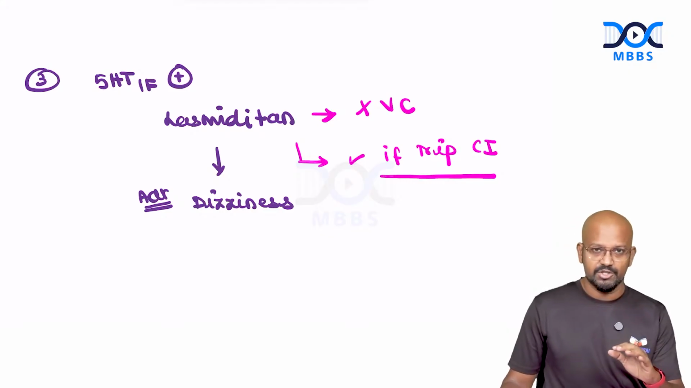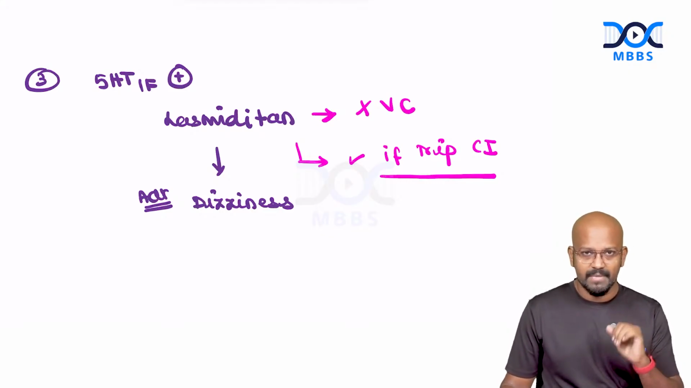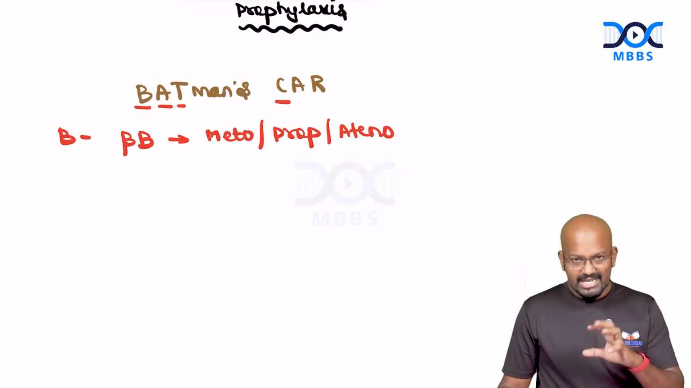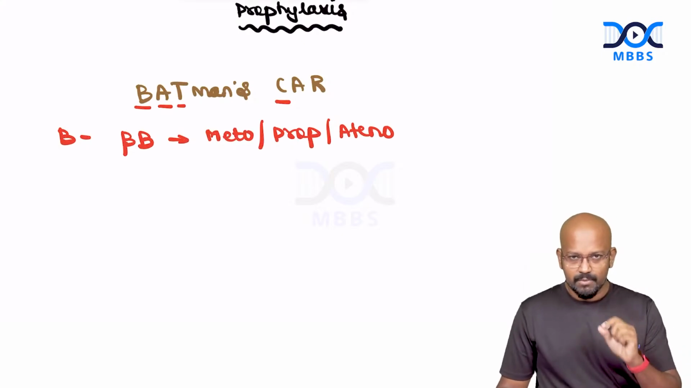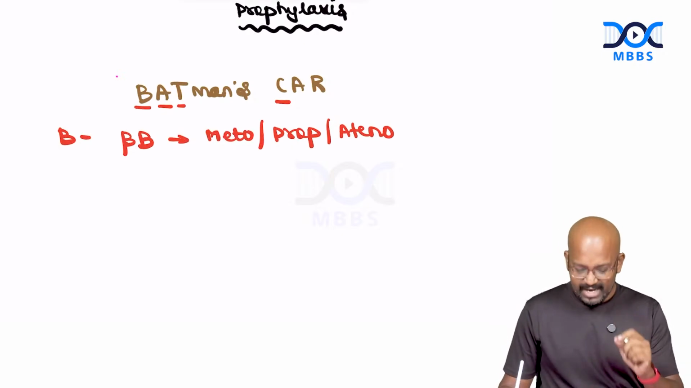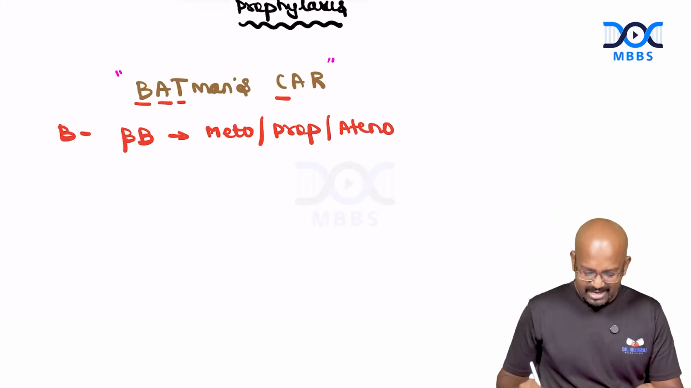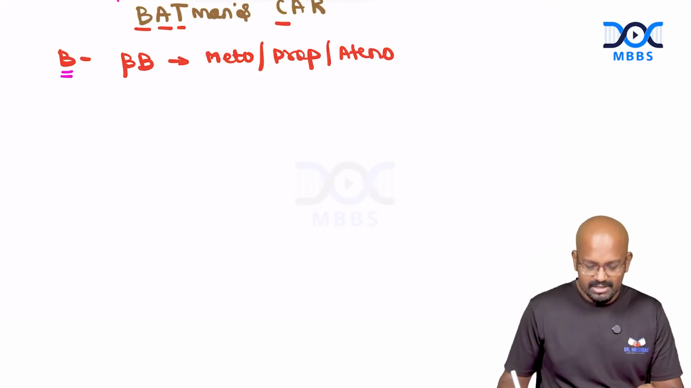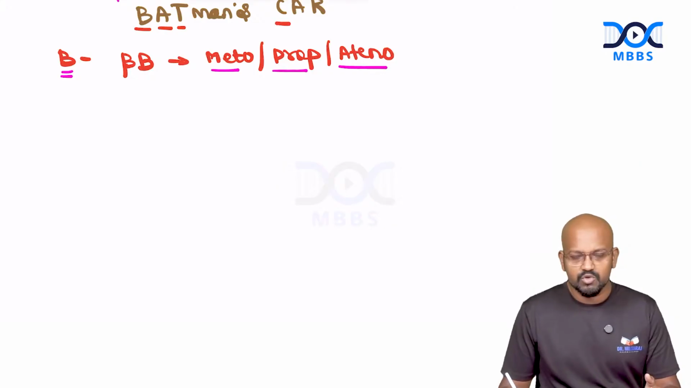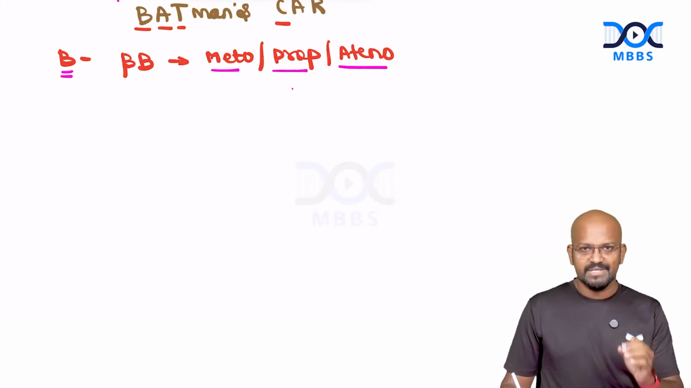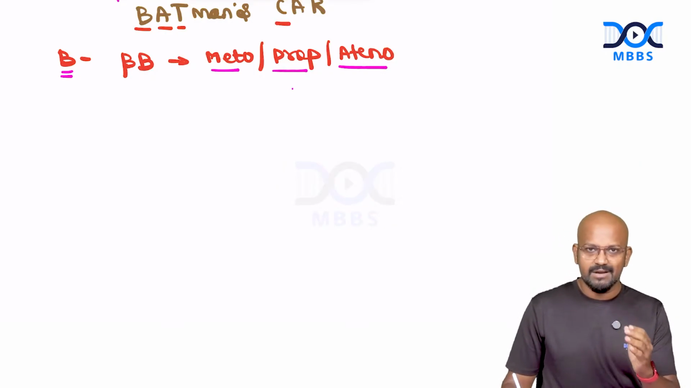These are the classical features about drugs which are used for acute migraine. We'll move on to the last part of this, drugs used for migraine prophylaxis. We have a mnemonic here. Batman's car is the mnemonic. B is for beta blockers, guys, which includes metoprolol, propranolol, atenolol. Most of you would be knowing it. If a drug name is ending with LOL, it is a beta blocker.